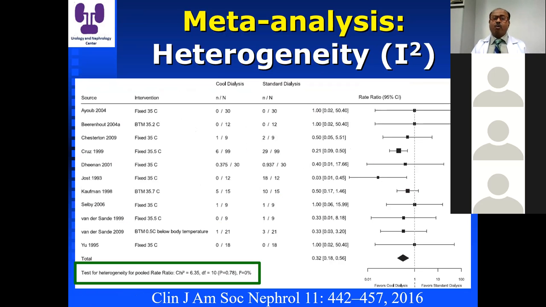0%. What's meant by 0% I to the power of 2? Okay. It is no heterogeneity. All studies included are homogeneous. And this gives respect to the meta-analysis. So this is one of the strong points, to know that we are mixing homogeneous studies together.